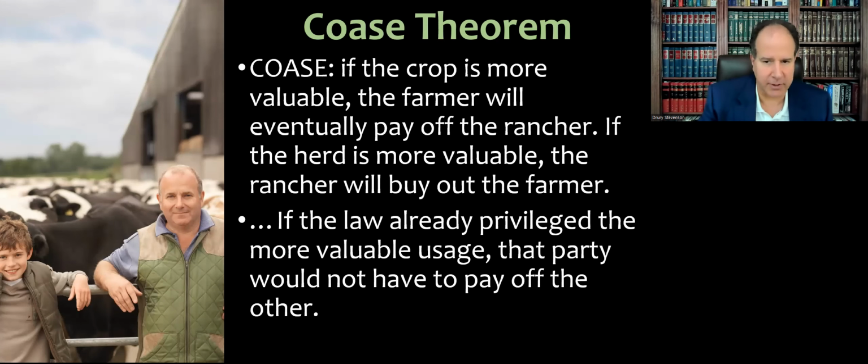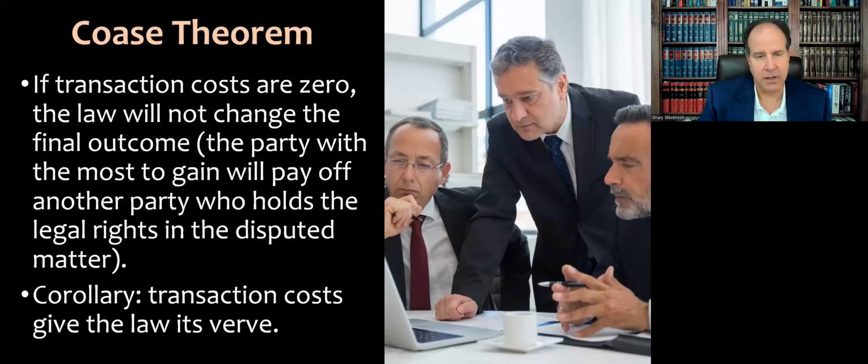If the herd is more valuable, the rancher will buy out the farmer. And if the law already privileged the more valuable usage, that party would not have to pay off the other. Okay, so let's talk just a moment about this. Coase said that if transaction costs are zero, the law will not change the final outcome, in the sense that the party with the most to gain will eventually pay off the other party who holds the legal rights in the disputed matter. And as sort of a corollary of this, transaction costs are what really give the law its verve, right? And so why does the law matter? Because the parties can't just transact around it.